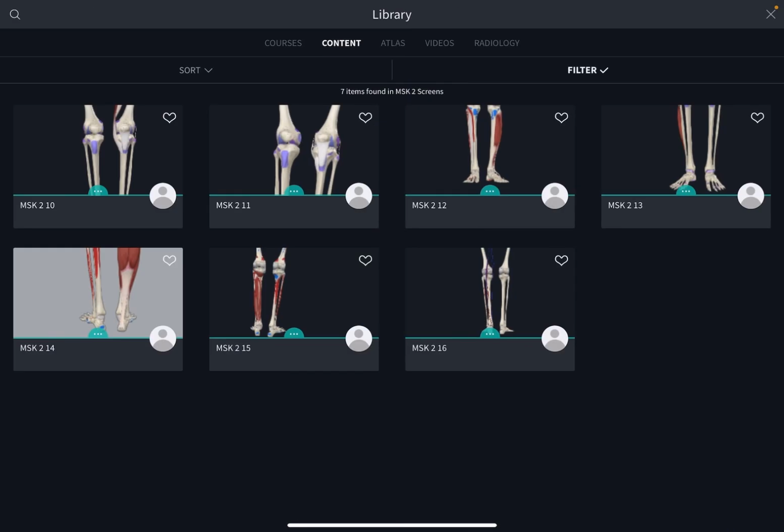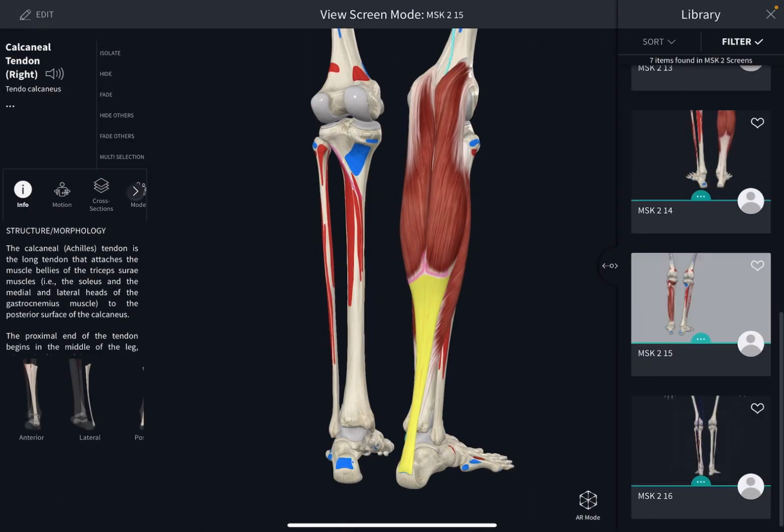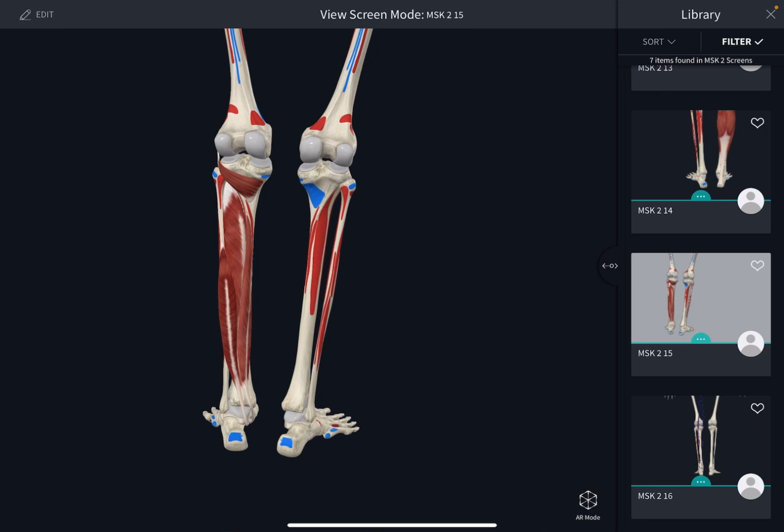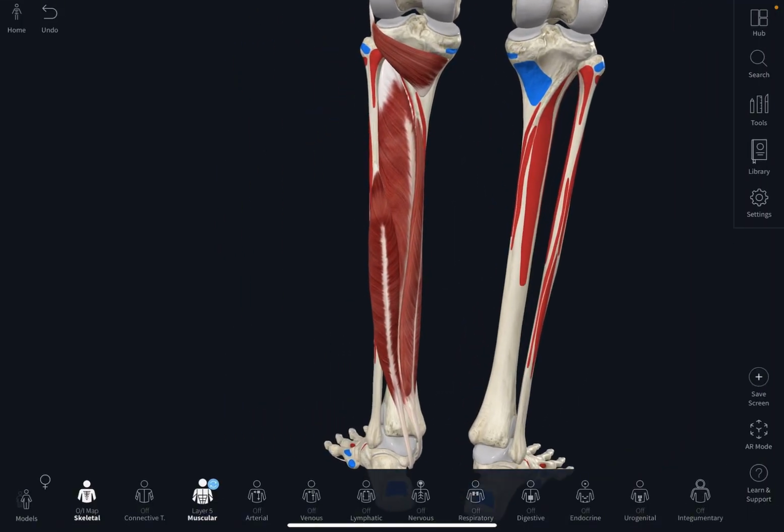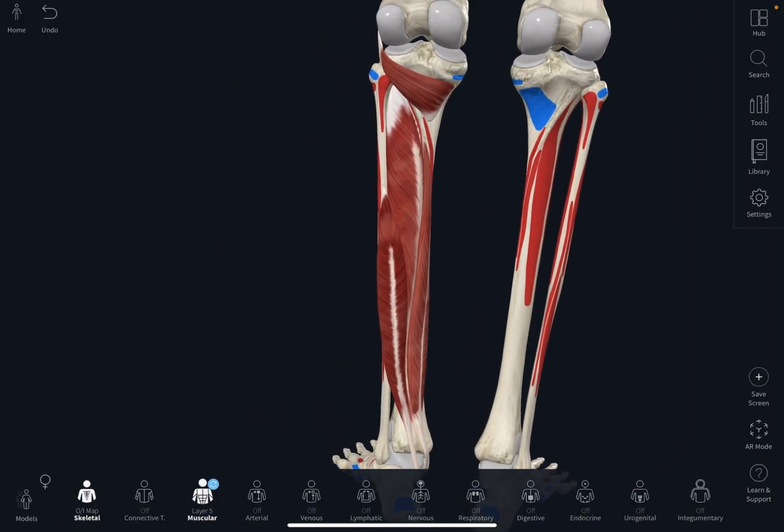Now we're going to move on to the deep posterior compartment of the leg. And there are going to be 4 muscles. These are all innervated, like the other ones, from the tibial nerve. And they're going to help out with plantar flexion, but it's not going to be as much. The superficial compartment does most of the plantar flexion, like 90%, and this does around 7%. So the superficial does like 93%.